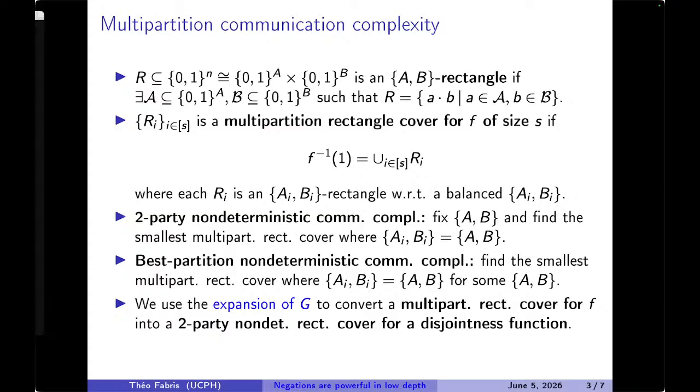There are two questions you can ask. Is the cover disjoint or can the rectangles overlap? They can overlap. If it is disjoint, I don't think there is a name for that. They're not disjoint.